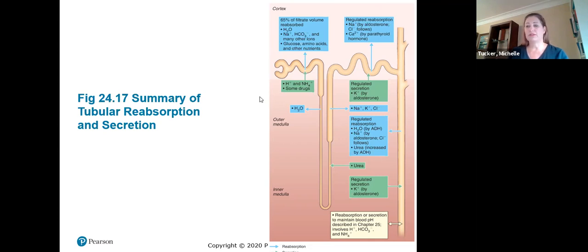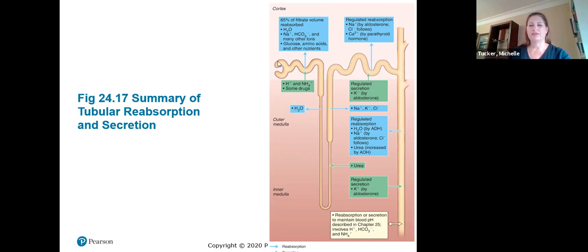The glomerular filtration is highly due to the hydrostatic pressure that's created by that difference in diameter between the afferent and efferent arteriole. We try and keep that glomerular pressure, that hydrostatic pressure, pretty constant because we like a consistent rate of glomerular filtration.